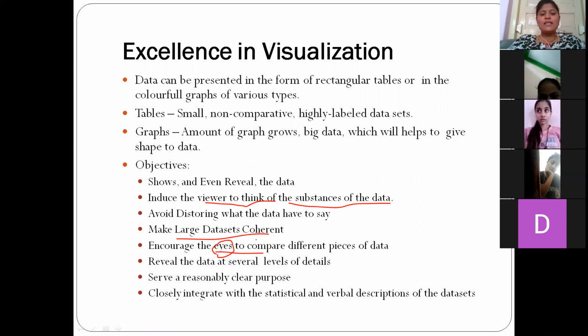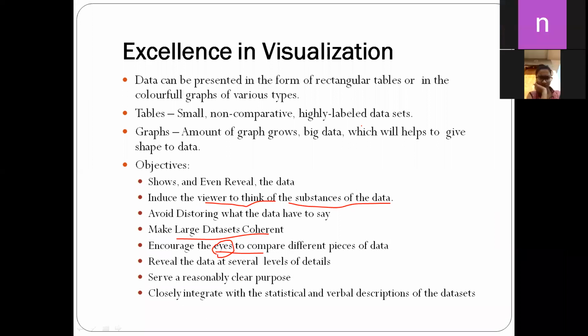Next, reveal the data at several levels of detail. You have to give the data at different levels of detail. You should provide the data at different levels.